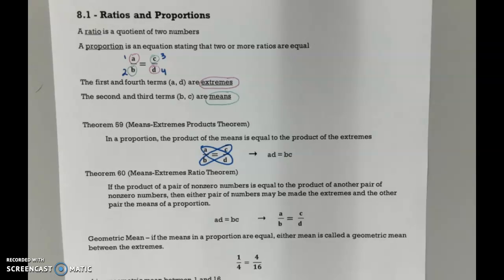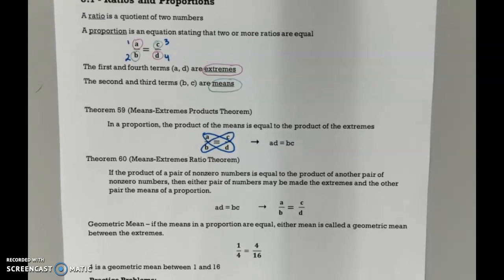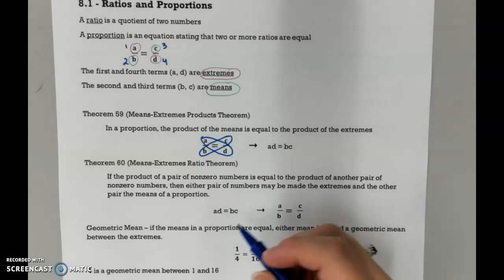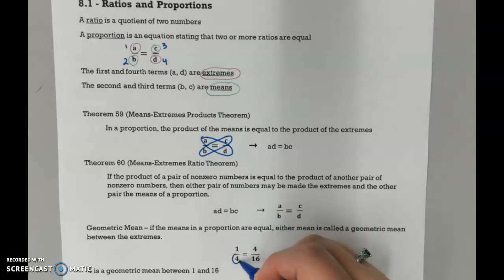One last piece of vocabulary here is the geometric mean. The geometric mean happens when, in a proportion, the means are equal. So our means, remember, are 2 and 3. In this proportion, they are both 4. So it would be said that 4 is the geometric mean between 1 and 16.